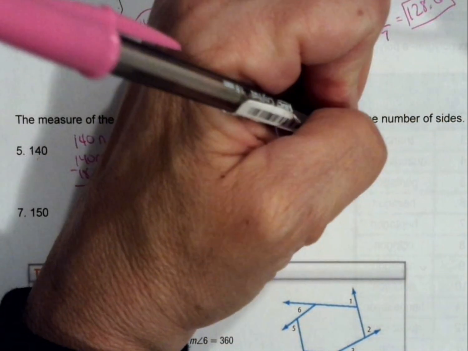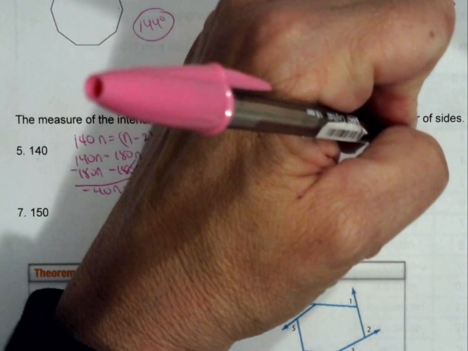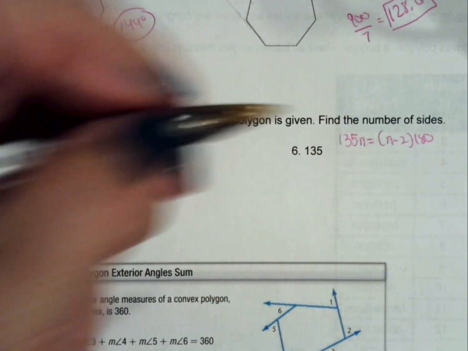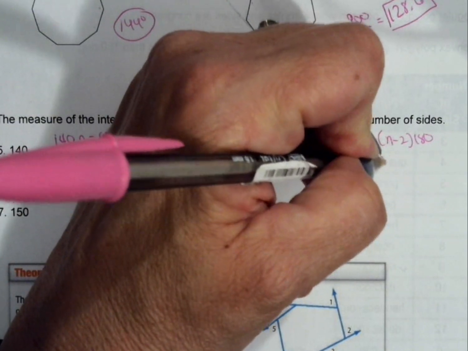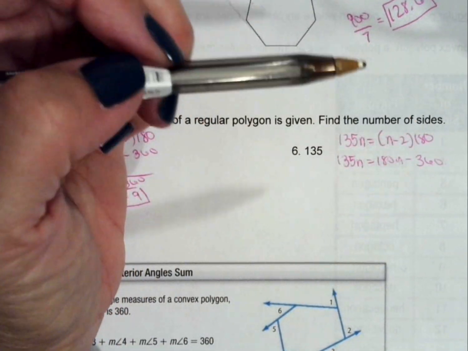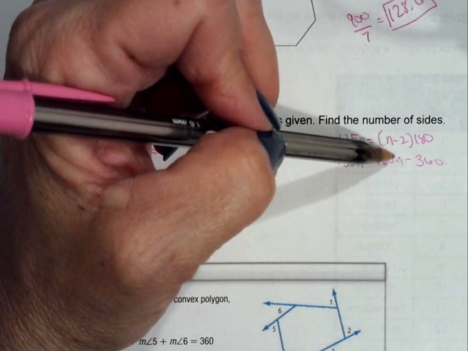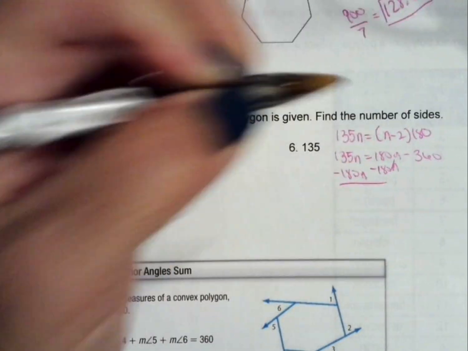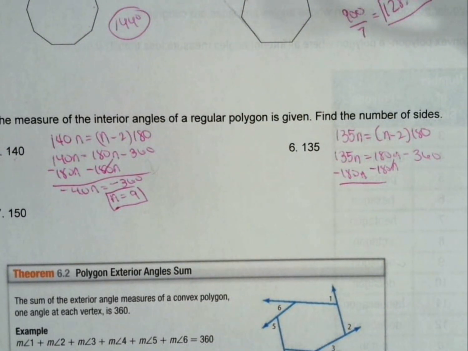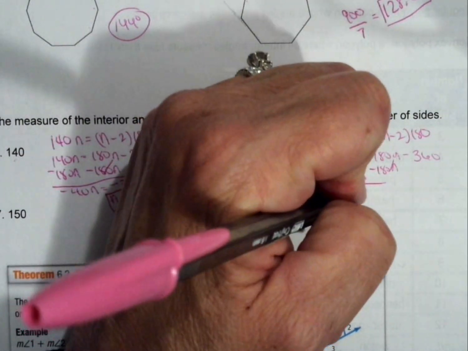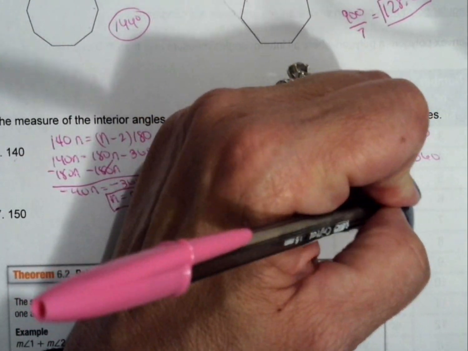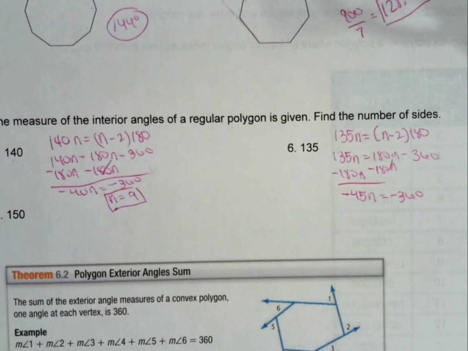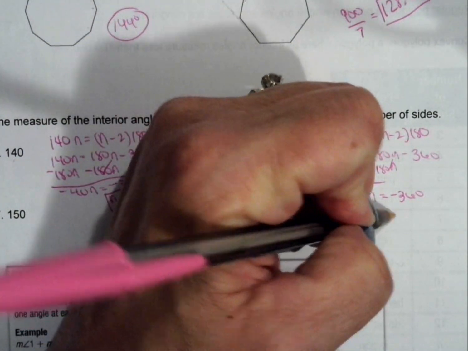Let's try that with this one. So we're going to do 135n equals our formula, n minus 2 times 180. Solve that. When I do the distributive property on this side, it's always going to be 180n minus 360. So that gives me negative 45n equals negative 360. And that's going to be 8. So this one is 8 sides.